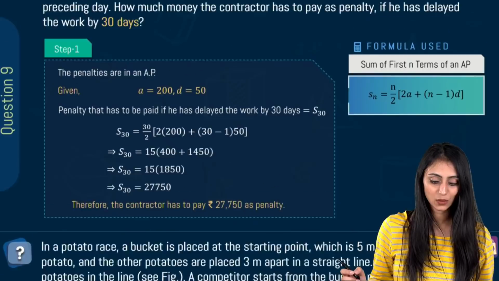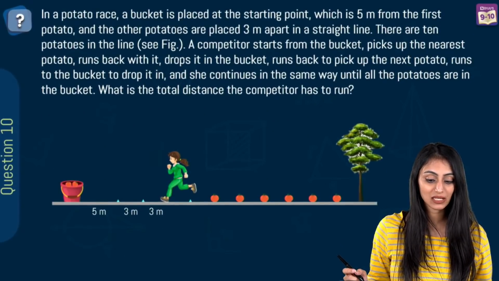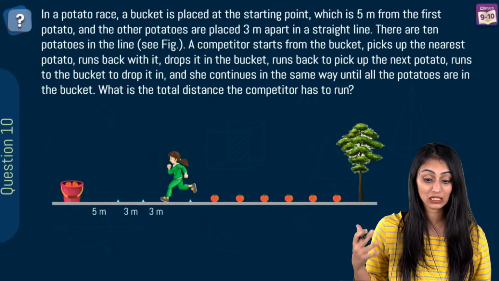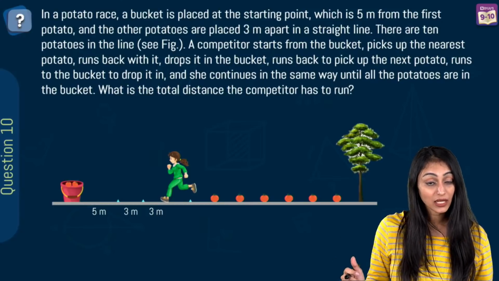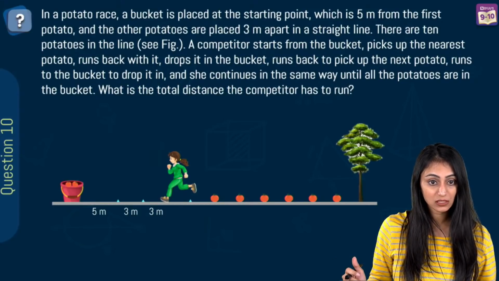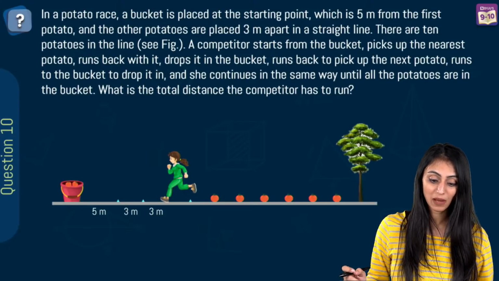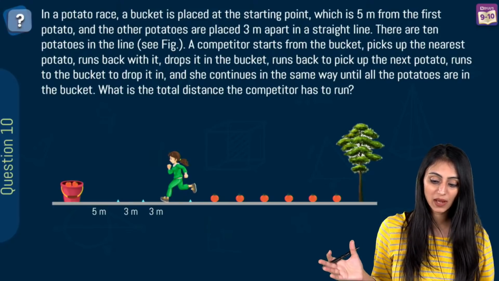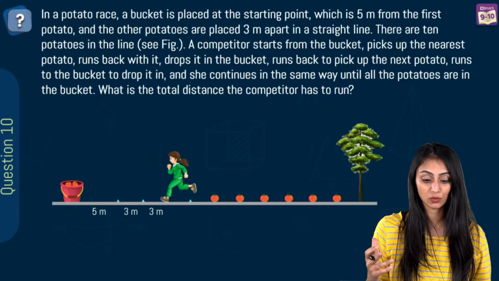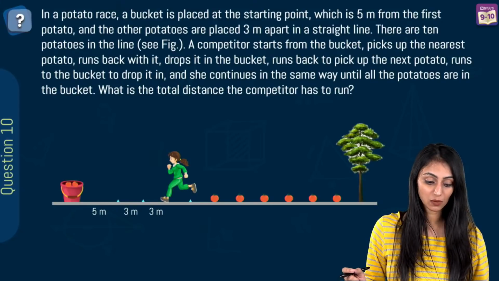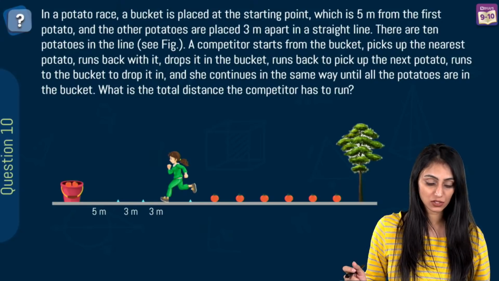Let's move ahead. Let's take a look at the next question. In a potato race, a bucket is placed at the starting point, which is 5 meters from the first potato, and other potatoes are placed 3 meters apart in a straight line. There are 10 potatoes in all. Competitor starts from the bucket, picks up the nearest potato, runs back with it, drops it in the bucket, runs back to pick up the next potato, runs to the bucket to drop it in, and she continues in the same way until all the potatoes are in the bucket. What is the total distance the competitor has to run?